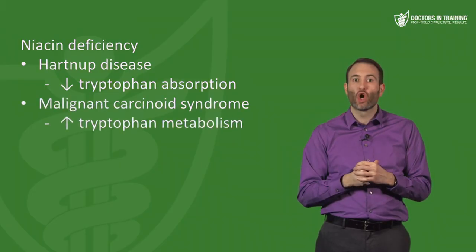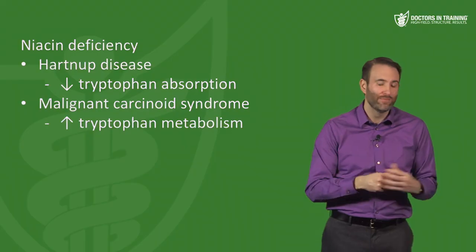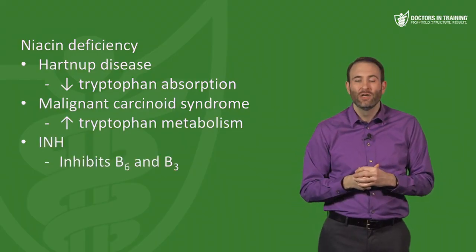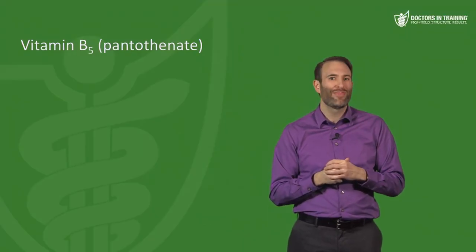You can have malignant carcinoid syndrome. In that case, you actually have increased tryptophan metabolism. And then also a drug, INH, which actually inhibits both B6 and B3. Moving on to vitamin B5. So B5 really isn't as high yield as some of the other B vitamins, also known as pantothenate.